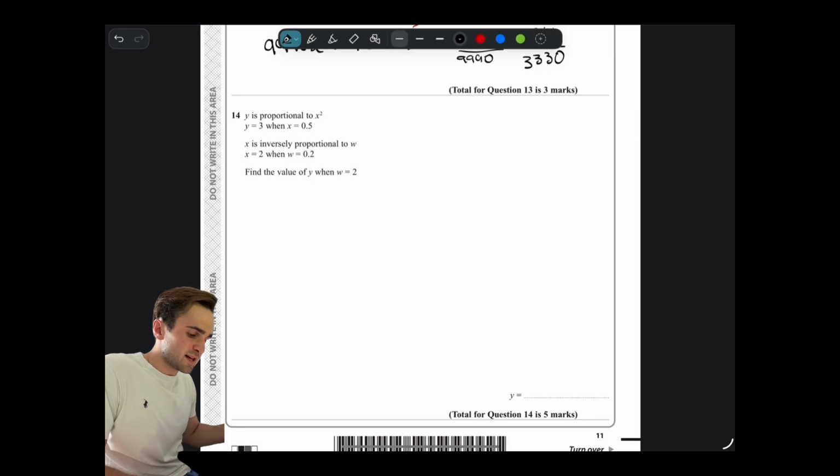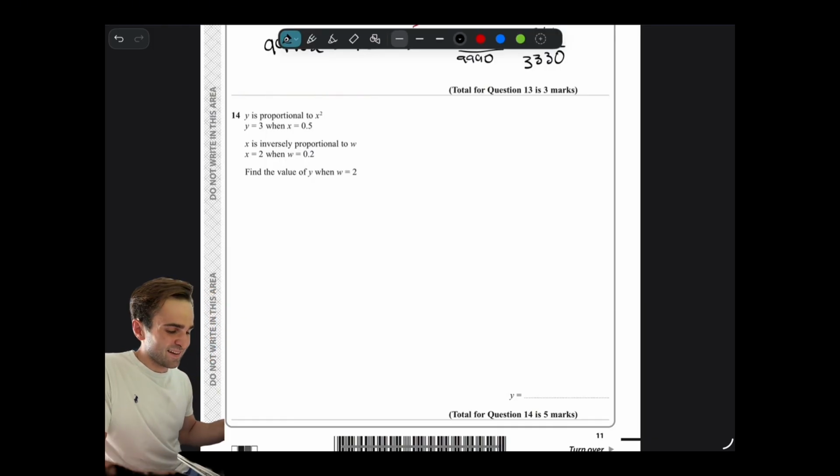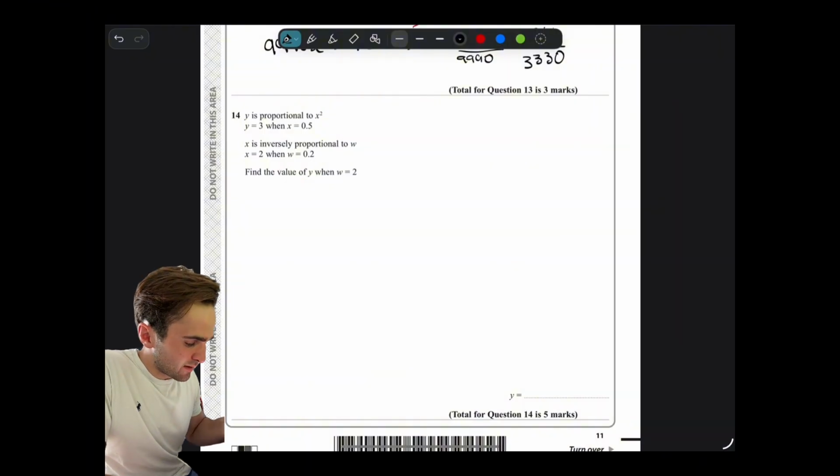Y is proportional to x squared. Y is 3 when x is 0.5. X is inversely proportional to w. X is 2 when w is 0.2. Find the value of y when w is 2. So this one's a bit of a brain burster. So we need to write down our first two equations.